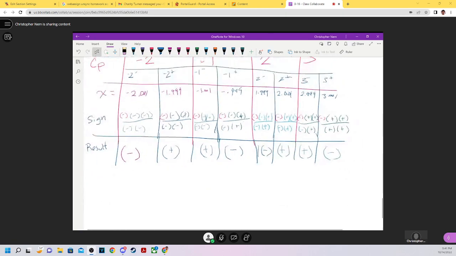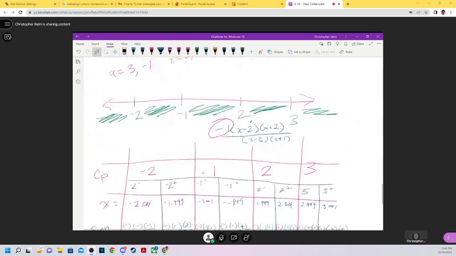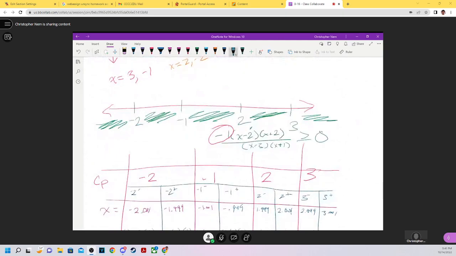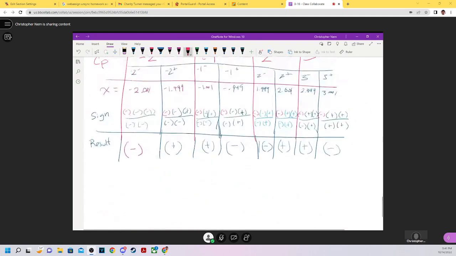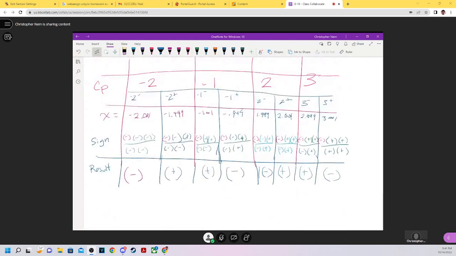Why are they useful? Well, I needed to know if they were going to be greater than or equal to 0. So if they're positive, I check out. Which ones are positive? Well, 2 to the right is positive. Negative 1 to the left is positive. What else is positive? 2 to the right is positive. Negative 3 to the left is positive. So those are our intervals.